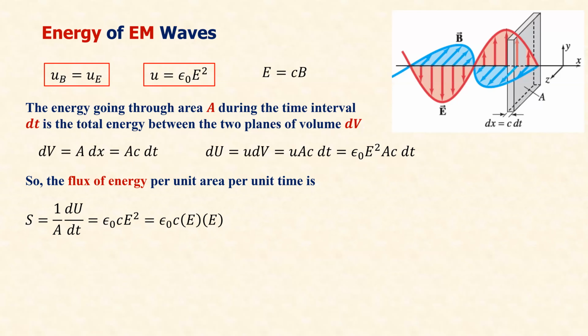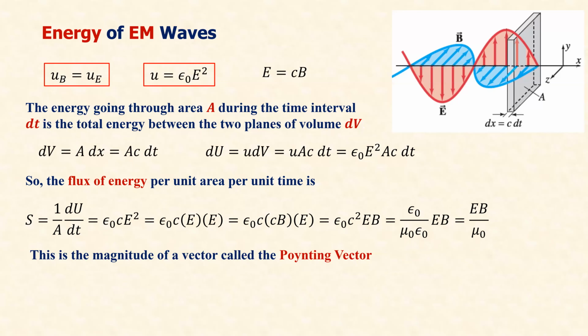You can manipulate that. You can write epsilon naught c times E times E. We write one of the E's in terms of B. So E is cB, so it becomes epsilon naught c squared B times E. And epsilon naught c squared is 1 over mu naught. So epsilon naught cancels, and we get 1 over mu naught times B times E. This is the magnitude of a vector called the Poynting vector.